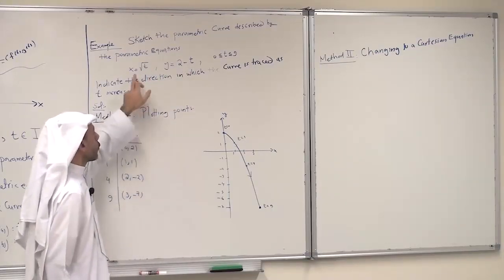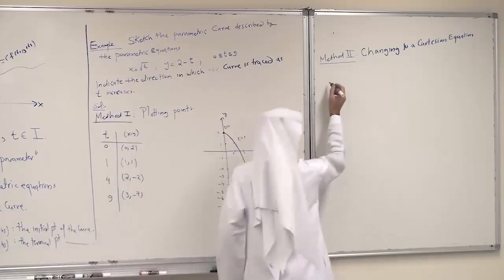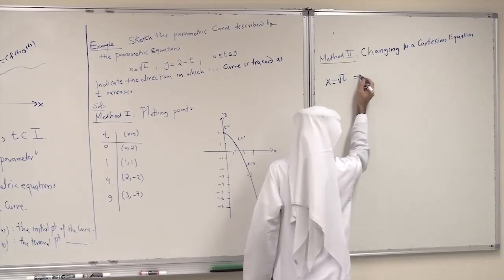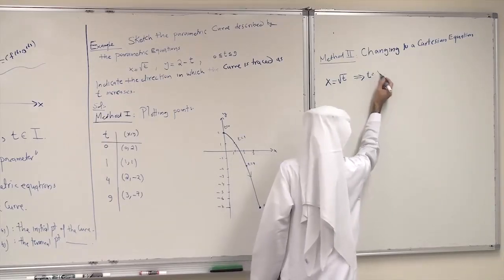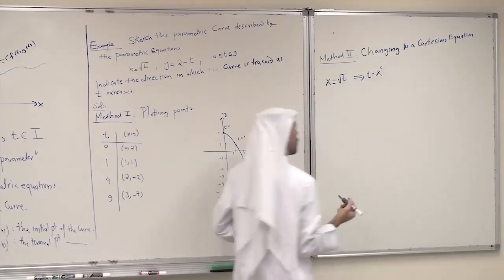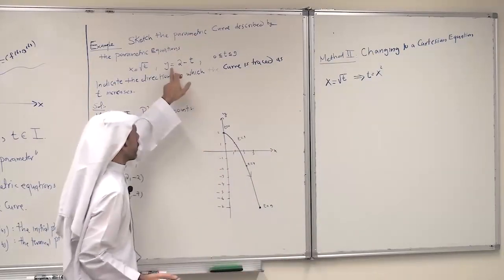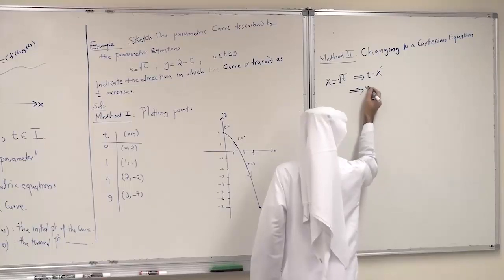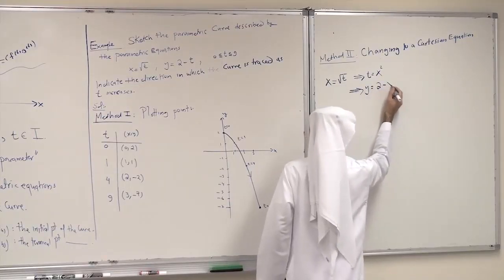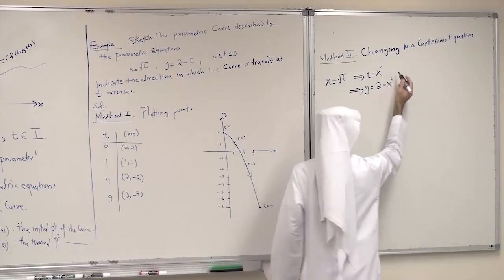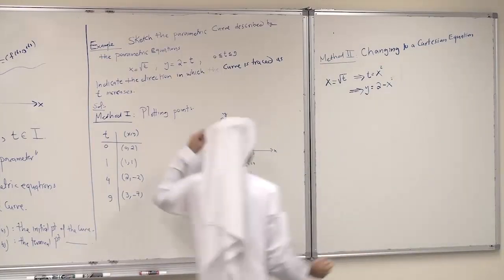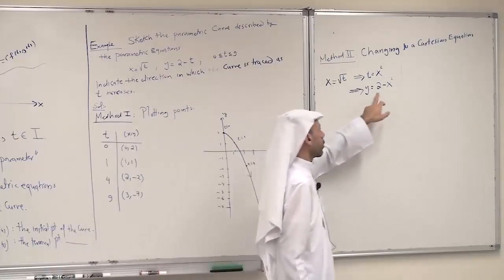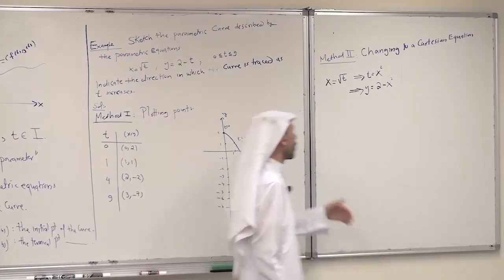So eliminate t. From the first equation, x equals root t, we can solve for t to get t equals x squared. And then replace t in the second equation by x squared. So this gives us y equals 2 minus x squared. The parametric equations are changed to this Cartesian equation, y equals 2 minus x squared.